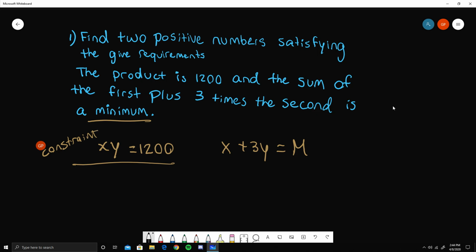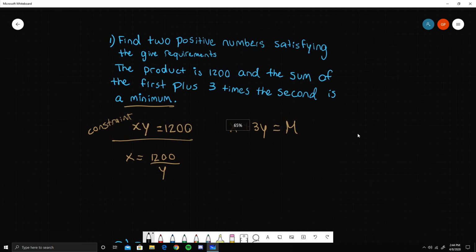So I'm going to solve for x. So x is equal to 1200 over y. So now what I can do is plug this in over here. So now the equation becomes 1200/y plus 3y equals M. So now, in order to find the two numbers that fit these requirements, I need to find the critical values. So to do that, I'm going to apply the derivative to this equation.